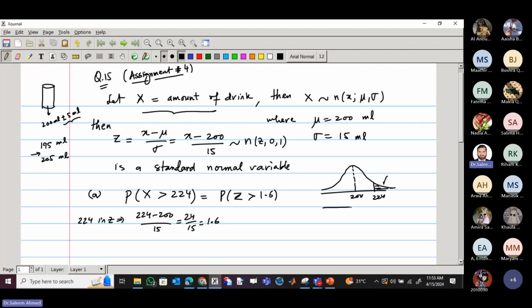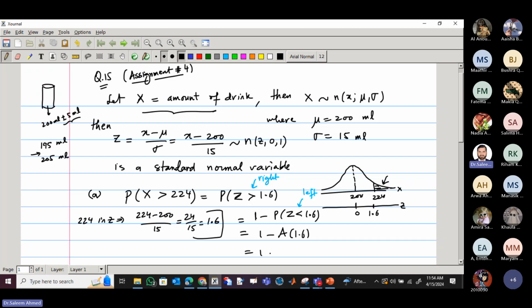So if I draw a Z value here, this is 0. This is almost 1.6. So I'm getting this area on the left. You know that the area on the right is not direct. It is 1 minus the area on the left. So this means the area on the right, and this is the area on the left. So 1 minus area on the left. So this is what I will get. So it is written as 1 minus the area at 1.6.